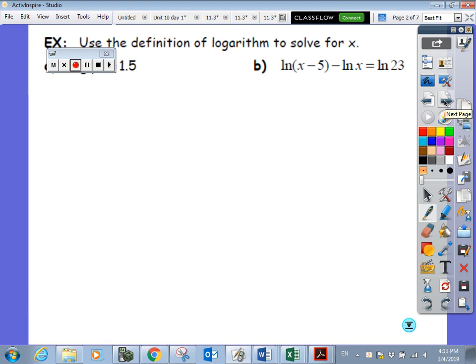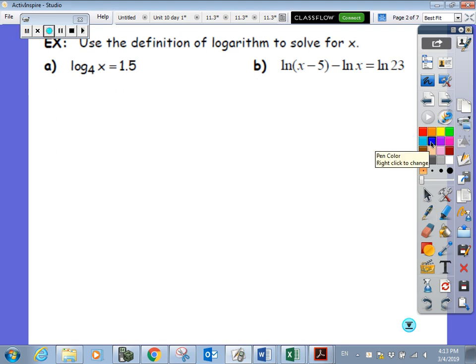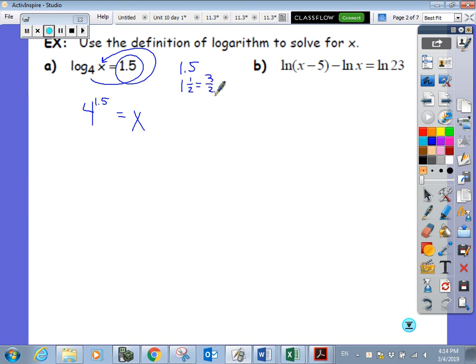All right, so use the definition of log to solve for x. Again, be sure you're paying close attention to what the directions say. So we can do our little loop-de here. 4 to the 1.5 equals x. Now, we do not like decimals. So 1.5, how do I get rid of that decimal? Well, I can write that as a mixed number, but I don't like mixed numbers. So I'm going to make that 3/2. That is something I can definitely deal with.